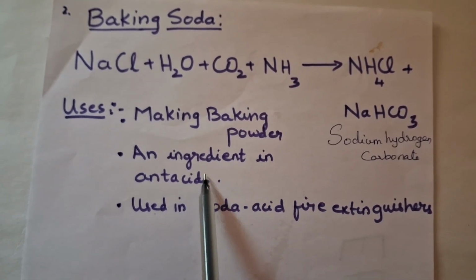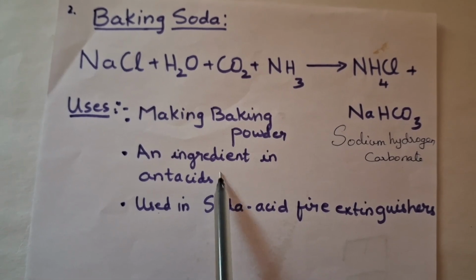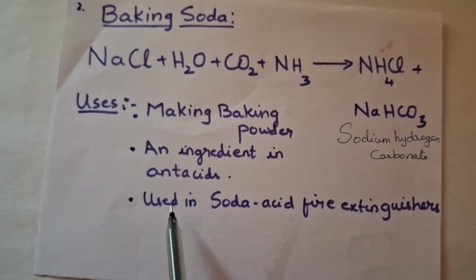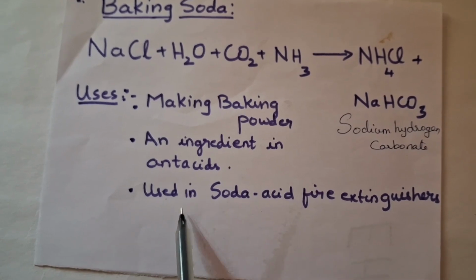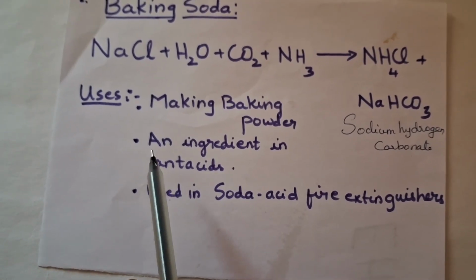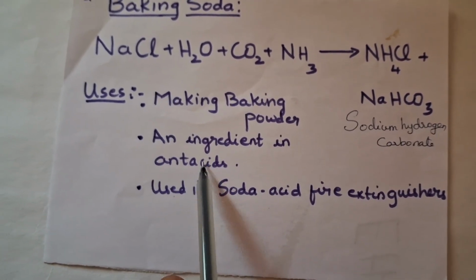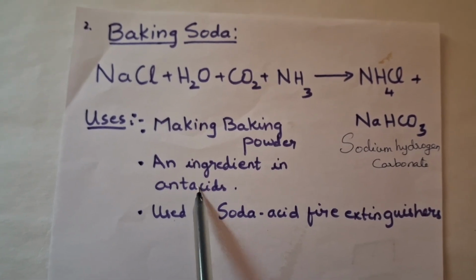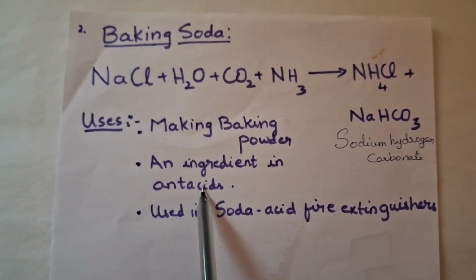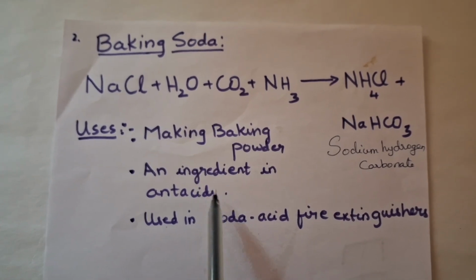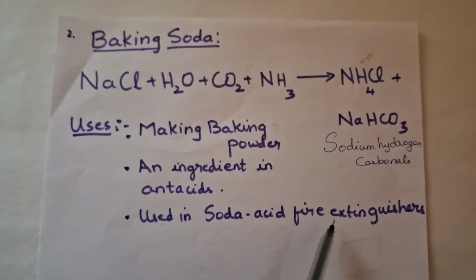Antacid is a substance which is used to reduce acidity in the stomach. Then it is used in the soda-acid fire extinguisher. So a 1 mark question may be asked. Name a sodium compound which is an ingredient in antacid, they may ask you, or a sodium compound which is used in the soda-acid fire extinguisher, they may ask.